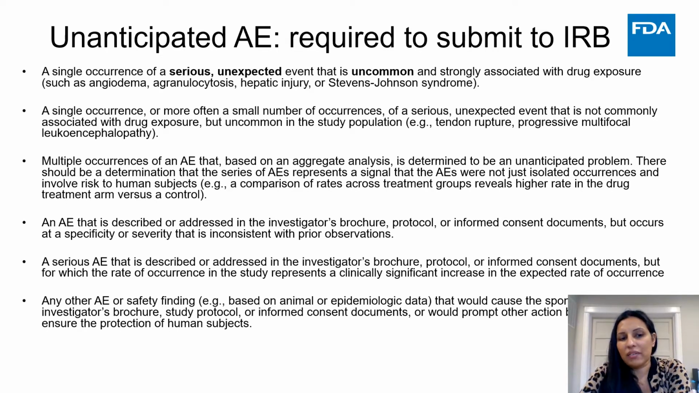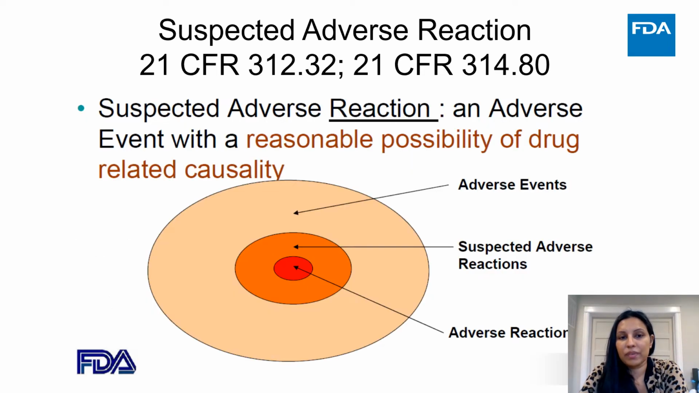Also, I want to point out that any AEs which are addressed within the investigator's brochure or consent or protocol, which occur at a specificity or a severity that's inconsistent, or certainly at a rate, a frequency that's higher than what is expected, those should also be reported to the IRB by the investigator.